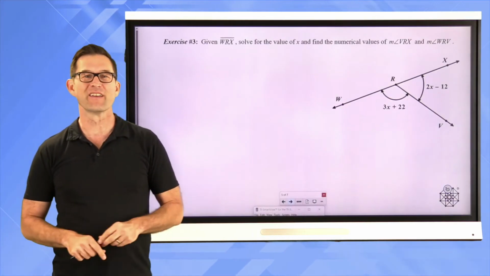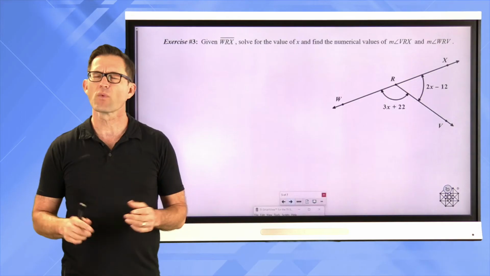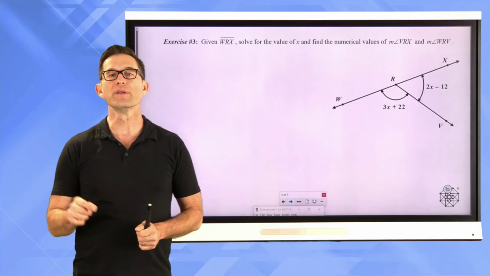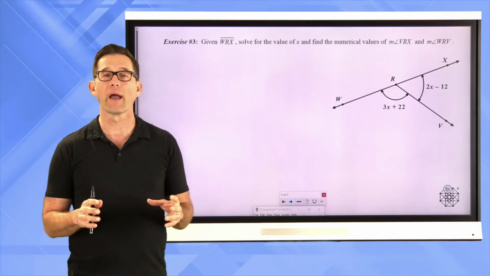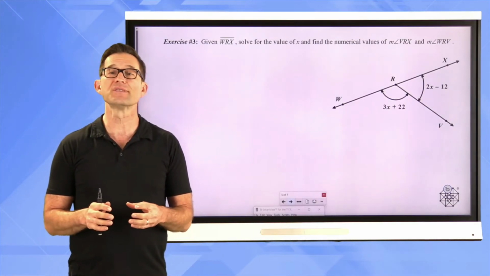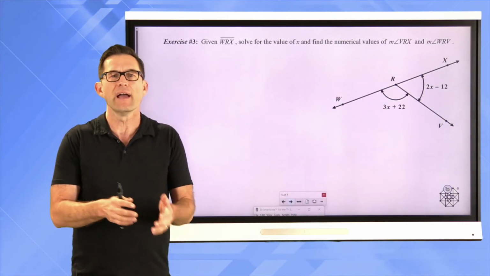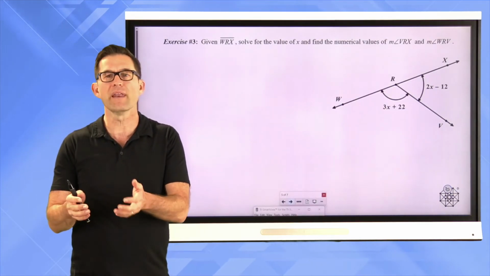All right, let's take a look at exercise number 3. Given segment WRX, solve for the value of x and find the numerical values of the measure of angle VRX and the measure of angle WRV. Well, this is the first time we've really seen a problem like this, where we combine algebra with geometry. It's not going to be the last time. In fact, you'll see this a ton, where we have to take some idea in geometry and use it to set up a problem in algebra.